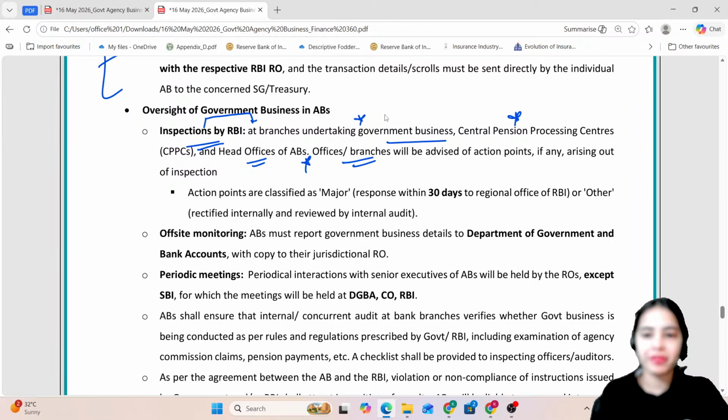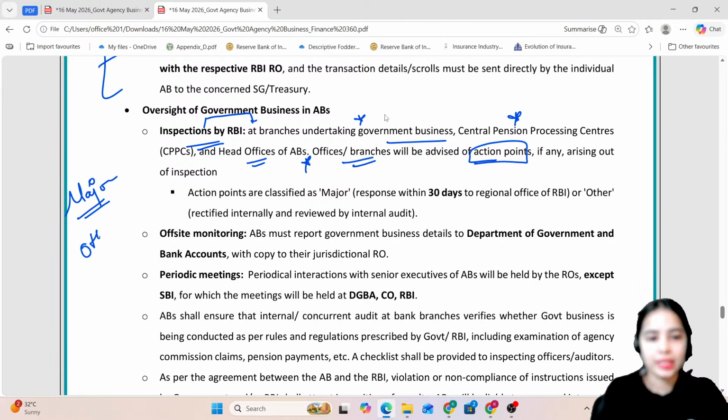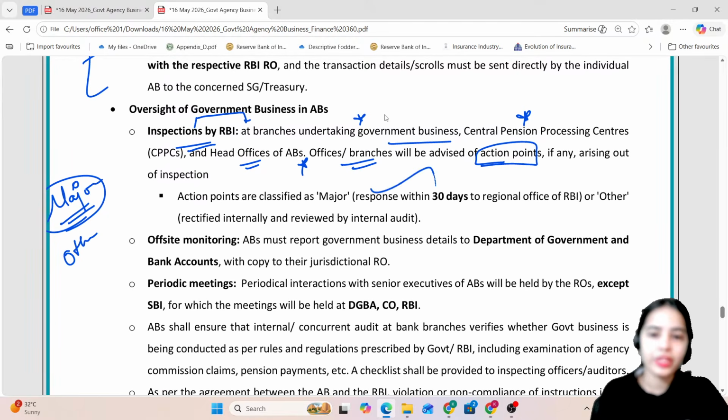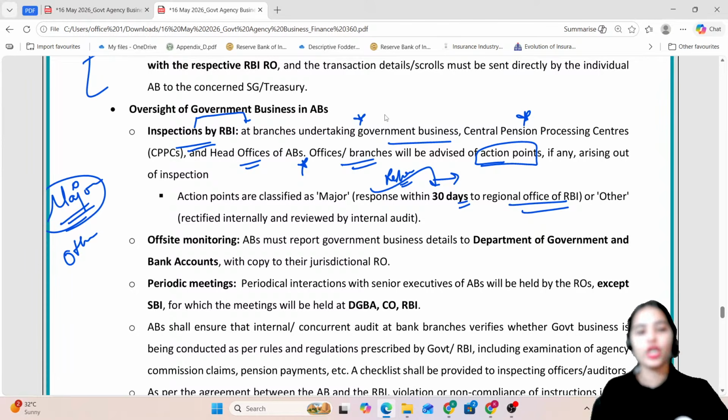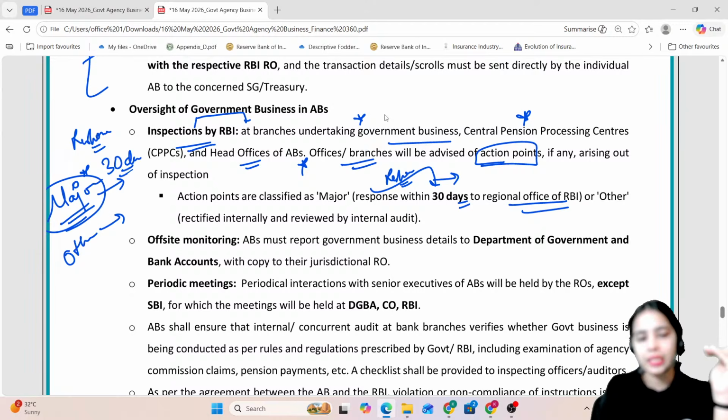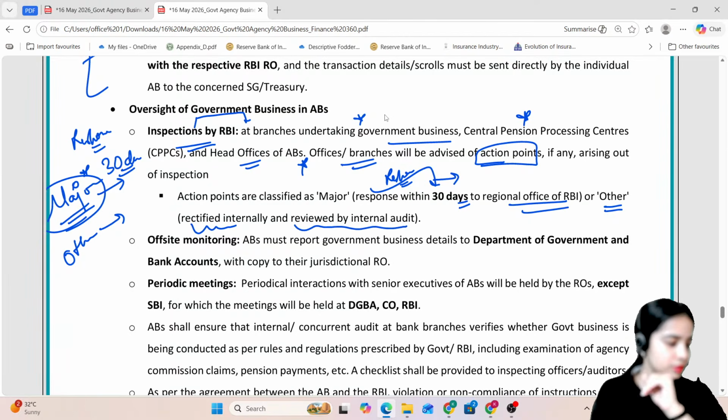Offices or branches will be advised of action points, and the action points will be divided into major action points and the others. For the major action points, the branch and the head office have to send a response within 30 days to the regional office of RBI. So basically, RBI will do the inspection and the action points will be divided into major and other. For the major action points, the response has to be sent by the bank branch within 30 days. For the other action points, they have to be rectified internally and reviewed by internal audit.